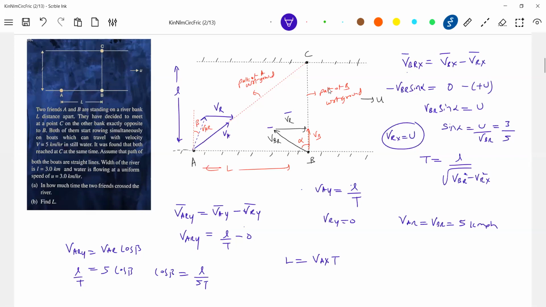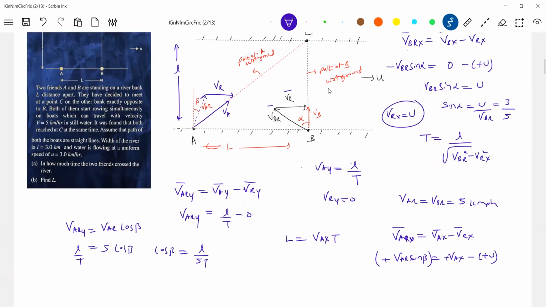How to bring VAX T? Again the same formula. VARX is equal to VAR sine beta. It is towards right. VAX is what is needed. Okay, that will be towards right. And this is what? Plus U. So now this will become VAR sine beta, that you substitute here.